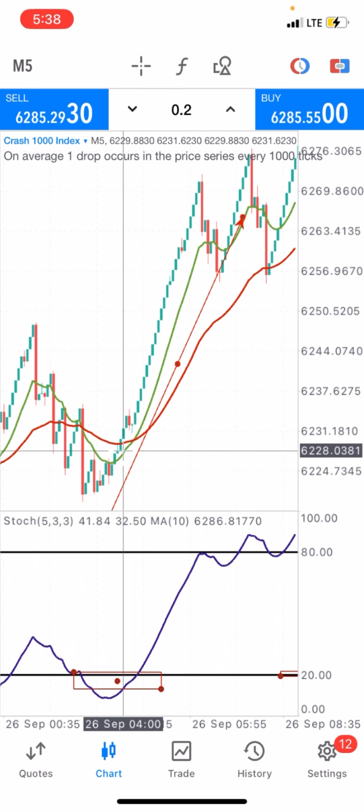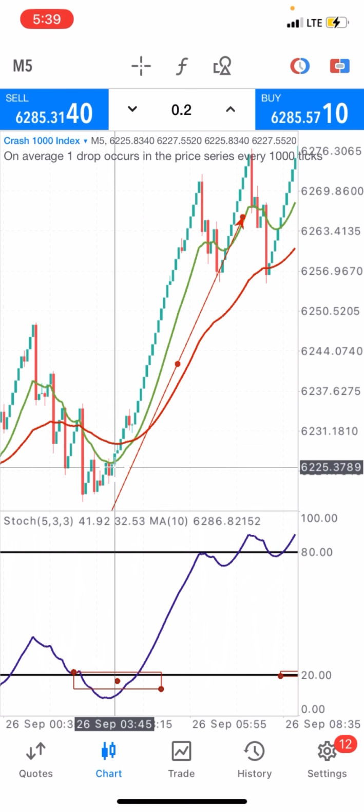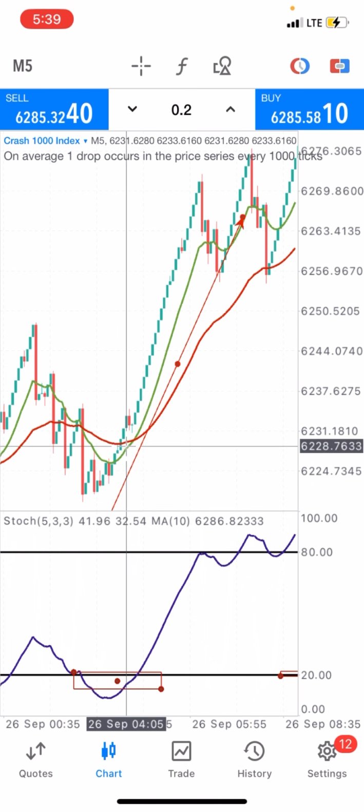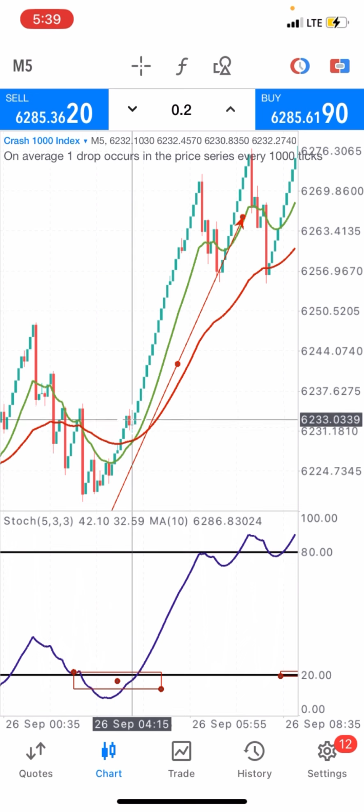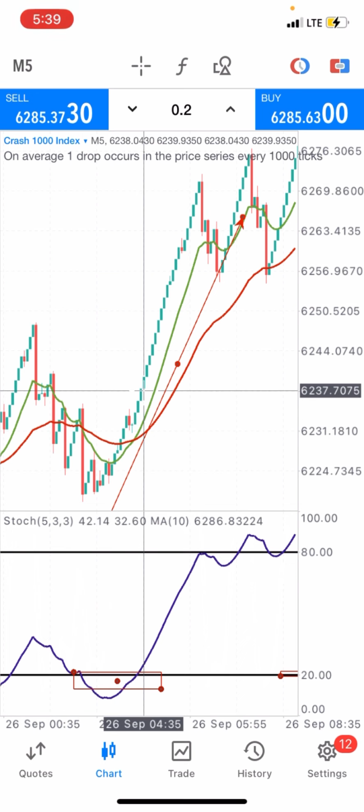And then the next thing was to see that price has crossed the candlesticks, has crossed the moving average lines and is pointing upwards. Always look at the direction, it's very important. It's pointing upwards.